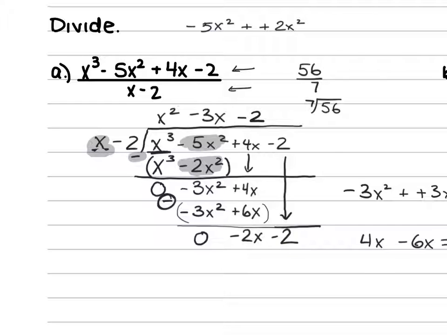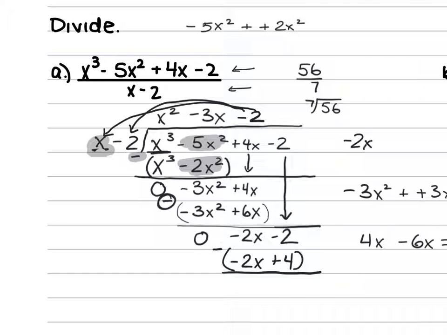So I'm going to go through my steps again. Negative 2 times x gives me negative 2x. And negative 2 times negative 2 gives me positive 4. I am going to subtract both of those things. What is negative 2x minus a negative 2x? 0. And in case you're not sure, negative 2x minus a negative 2x becomes positives. That becomes 0.